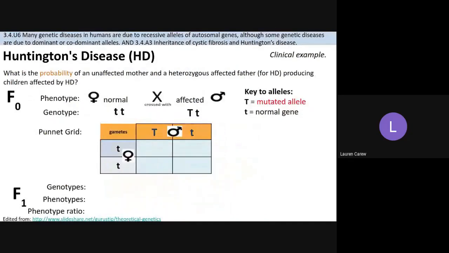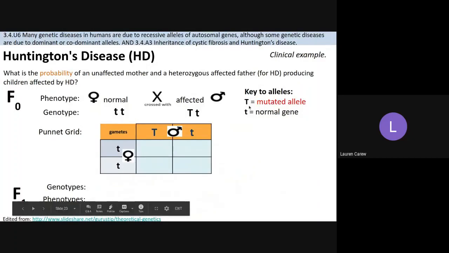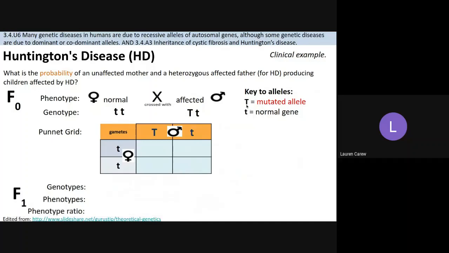Okay, so let's take a look at the inheritance of Huntington's. If you look over here, here's our key. Remember that Huntington's is now a dominant disorder, and so the recessive individuals are going to be the normal gene. So what's the probability with an unaffected mother? Here's our unaffected mother, the homozygous recessive individual, crossed with a heterozygous father for Huntington's. Remember that this heterozygous father has Huntington's disease. So we set up our Punnett square, and you can even pause this video and see if you can do this on your own.